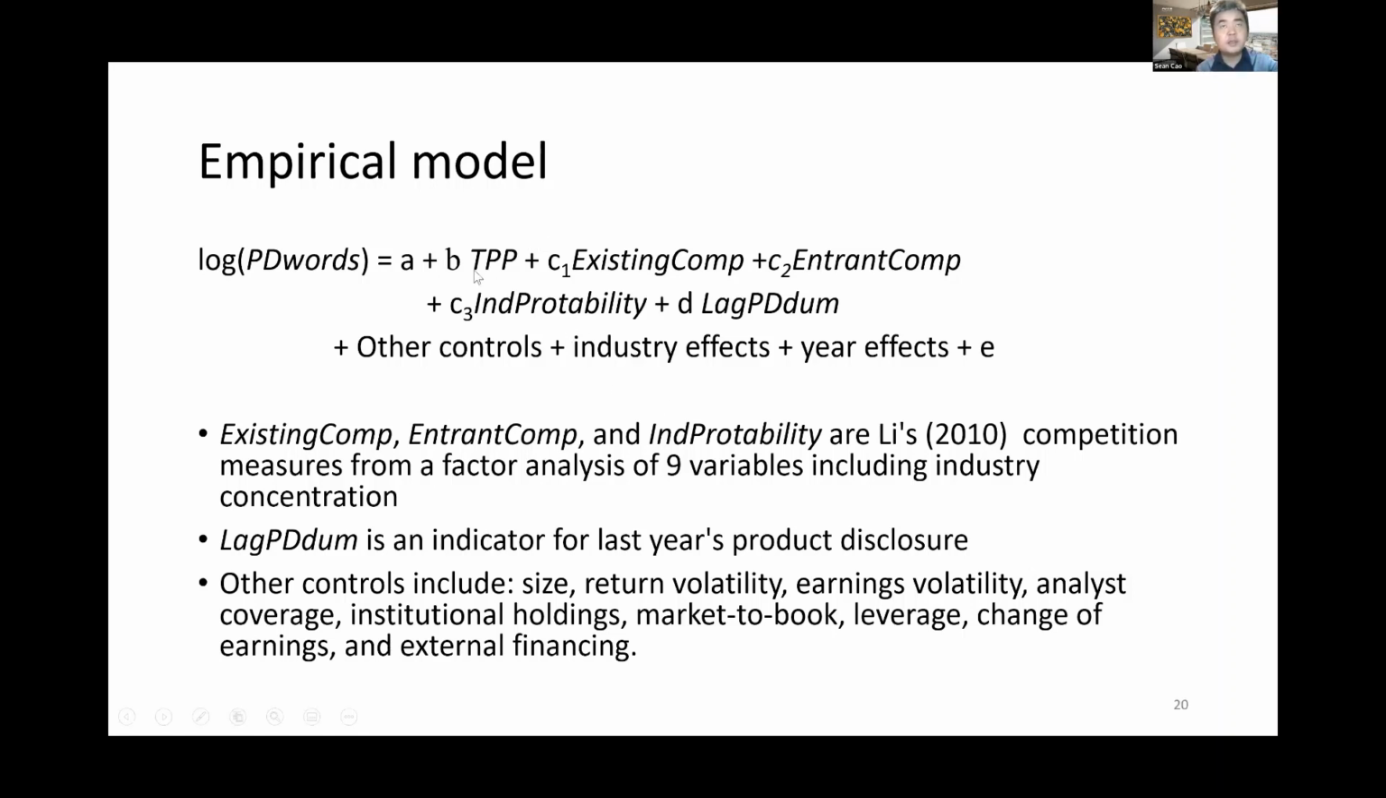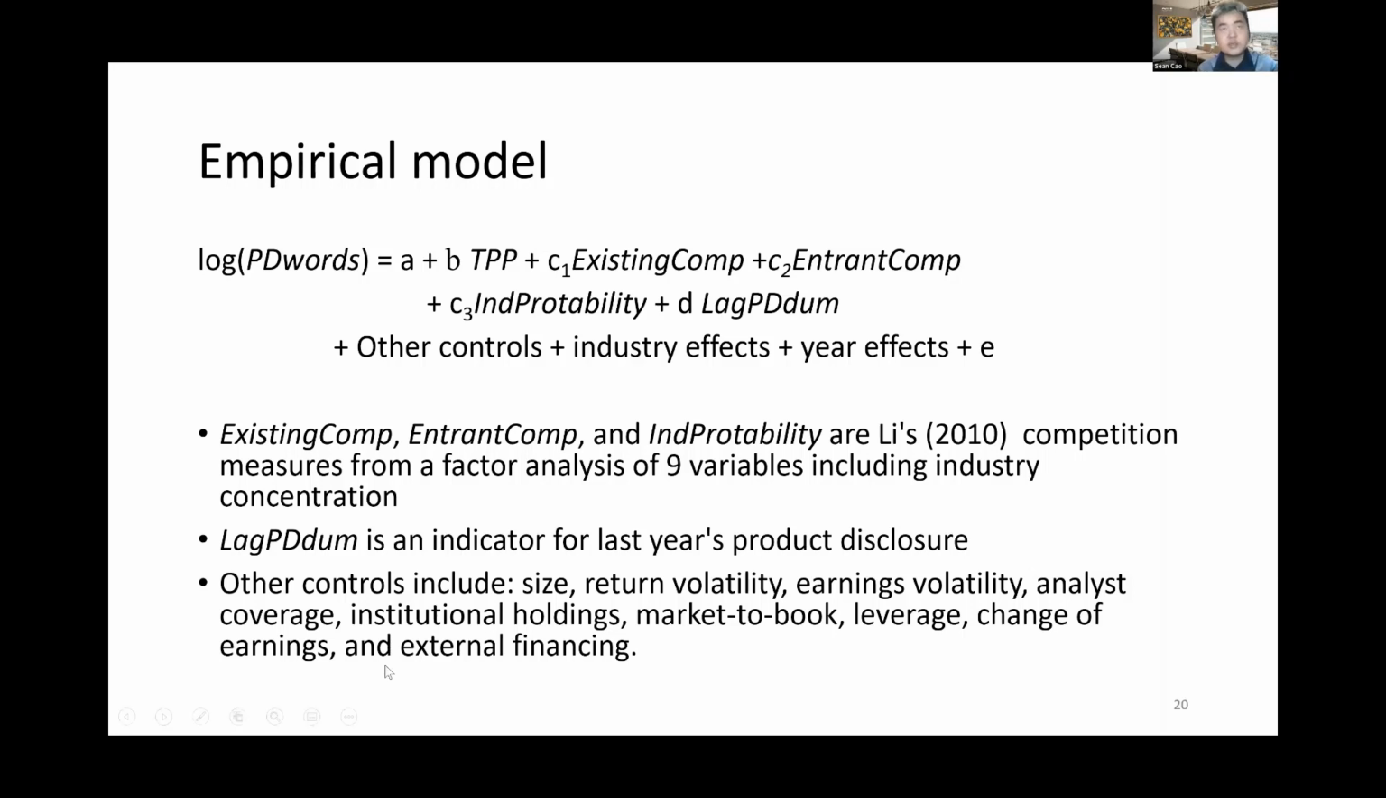How do we define the PD words? PD words is whether the company discloses more product information or less product information. When they disclose a lot of future product, the PD words will be high. If they disclose a little bit or do not disclose information, the PD words will be 0 or low. So these are the two important variables here.